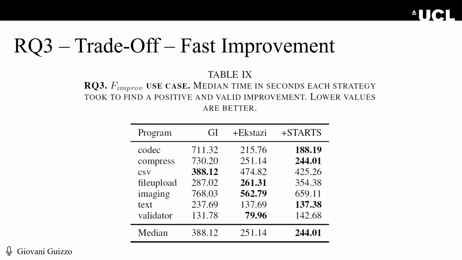The second scenario is when the engineer wants to find a valid patch with a positive improvement as fast as possible. What you're seeing here is the median execution time in seconds before the GI process can find an improving valid patch. In this scenario, STARTS and Ekstazi showed similar results, but STARTS was a bit faster.